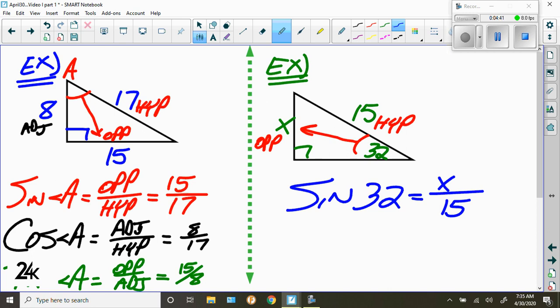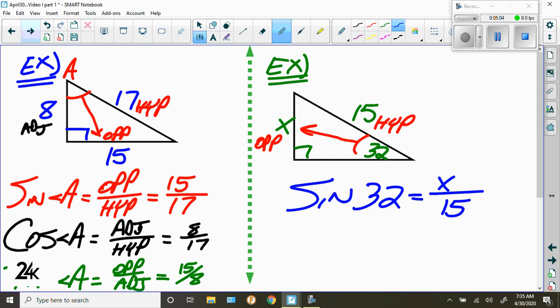Seriously. That's how you're going to leave your answer. Sine 32 equals x over 15. Got it? You're just going to leave it like that. That's it. Okie dokie. Yeah, that's just how it's going to be.